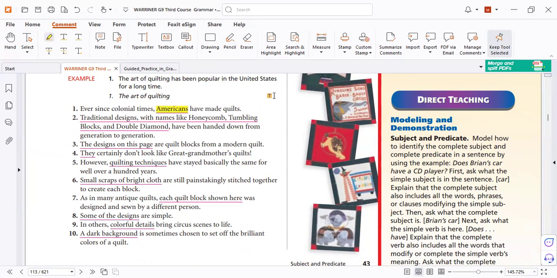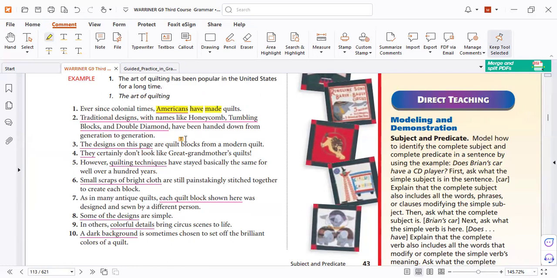Americans. What did Americans do? Quilts. So yes, have made. Have made is a verb. But why not colonial? How are colonial times made? Americans made. That means here is the subject and here is the verb.